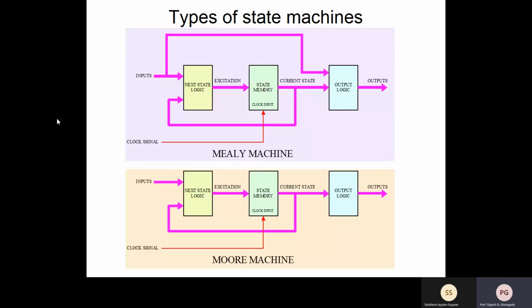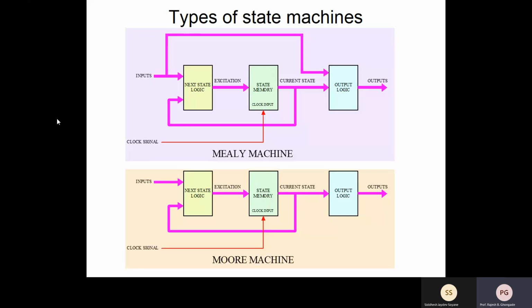Yes, sir. Okay. So we have already discussed the types of state machines, the Mealy machine and the Moore machine. We have also discussed the differences, and we have also seen that each one of the machines has its own unique use. Depending on the applications, it decides which machine is best suited for you.